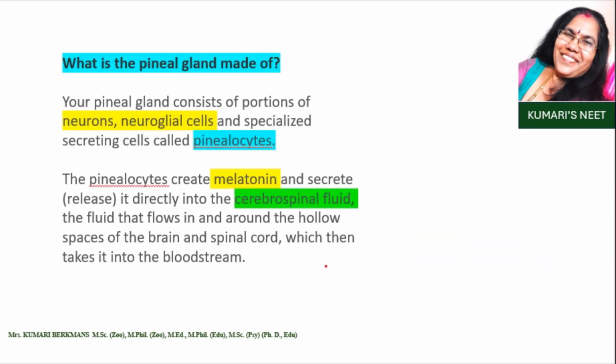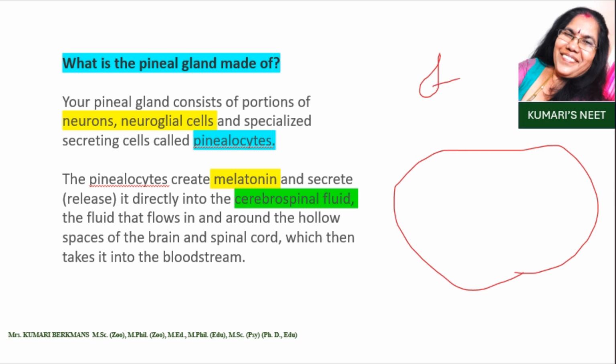Okay, and what is the pineal gland made up of? We will see. The brain itself has millions and millions, hundreds of millions, billions of nerve cells present, isn't it? So automatically this pineal gland is also made up of neurons, isn't it? Neurons as well as neuroglial cells. Neuroglial cells, in the sense, the cells which support the neurons. The food material, the nutrients, everything will be given to the neuron only through the neuroglial cells.